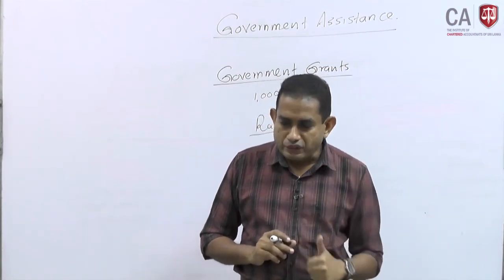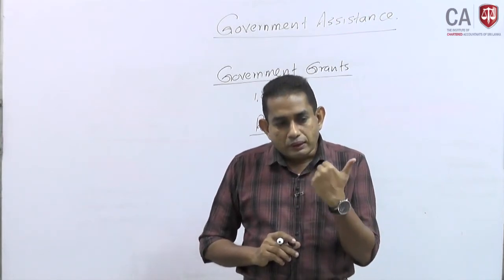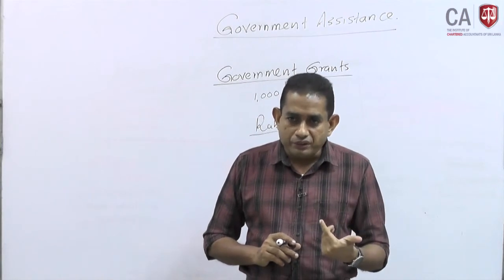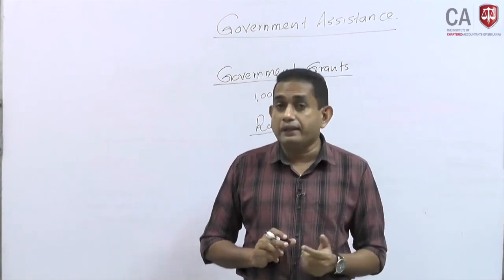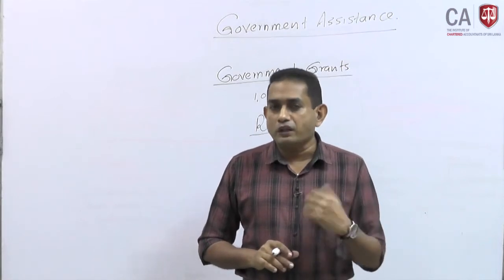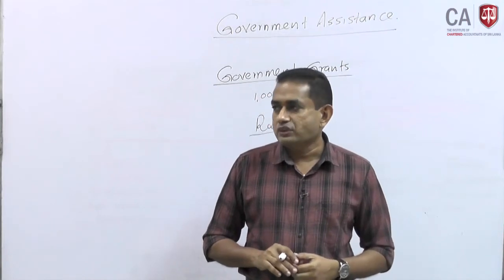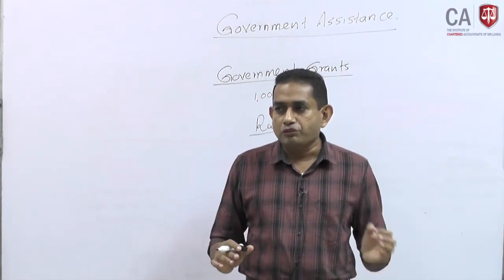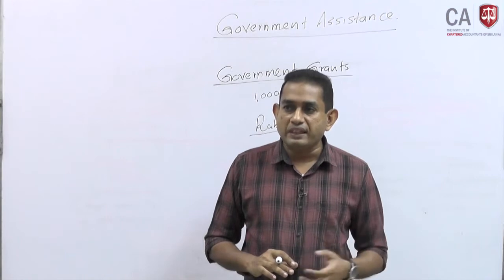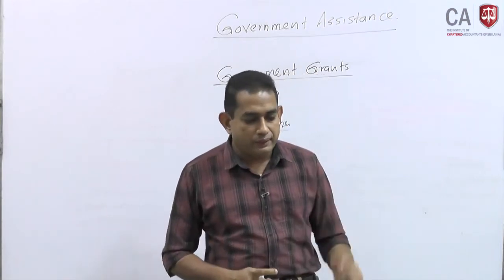So, it has to be an action by the government, it has to provide economic benefits to a specific entity or to a specific range of entities on satisfying certain criteria. So, those are the required attributes for something to be government assistance. Now, we can proceed with government grants, and let us look at the definitions.